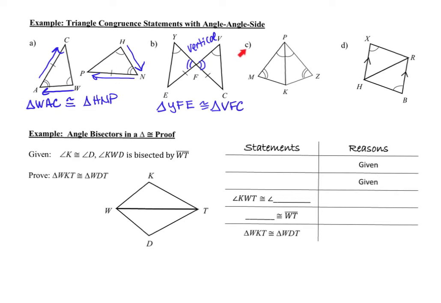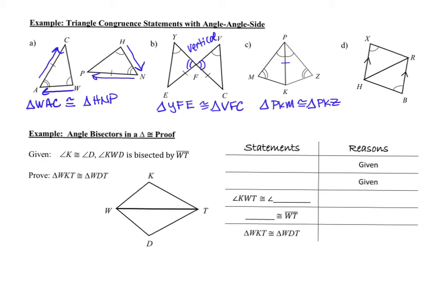In example C, we have two angles, so angle, angle, but no side that's marked. Hopefully you can see that there's a shared side in the middle, which we can use for both triangles because of the reflexive property of congruence. So this makes triangle PKM congruent to triangle PKZ.